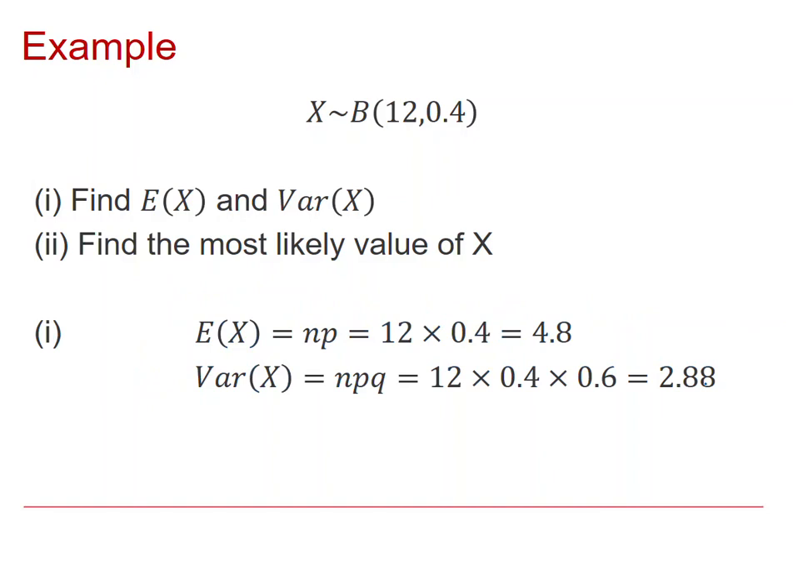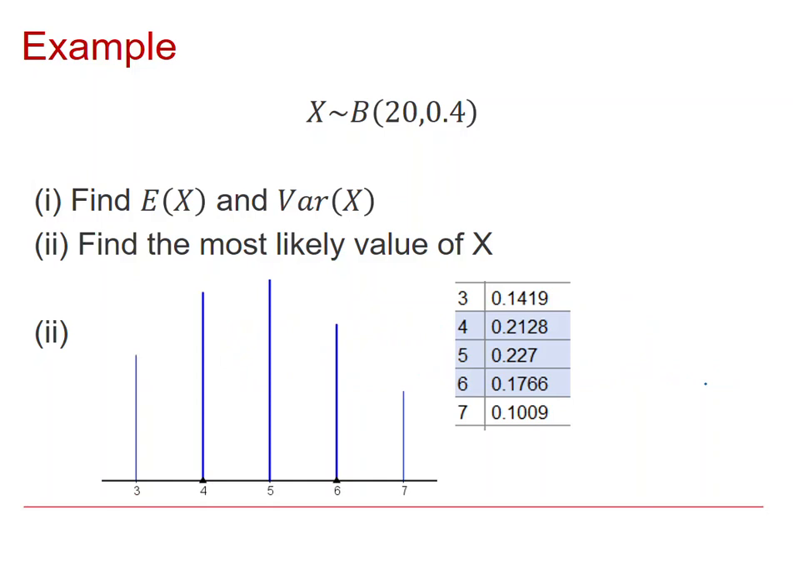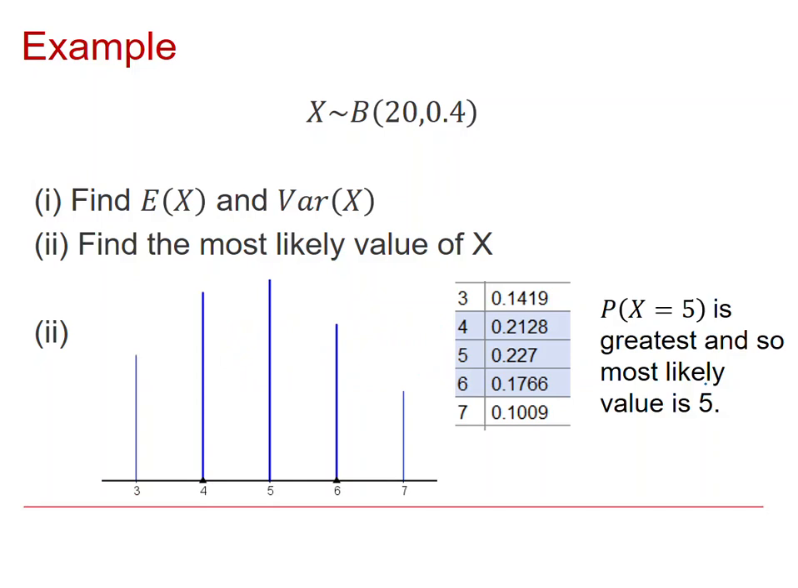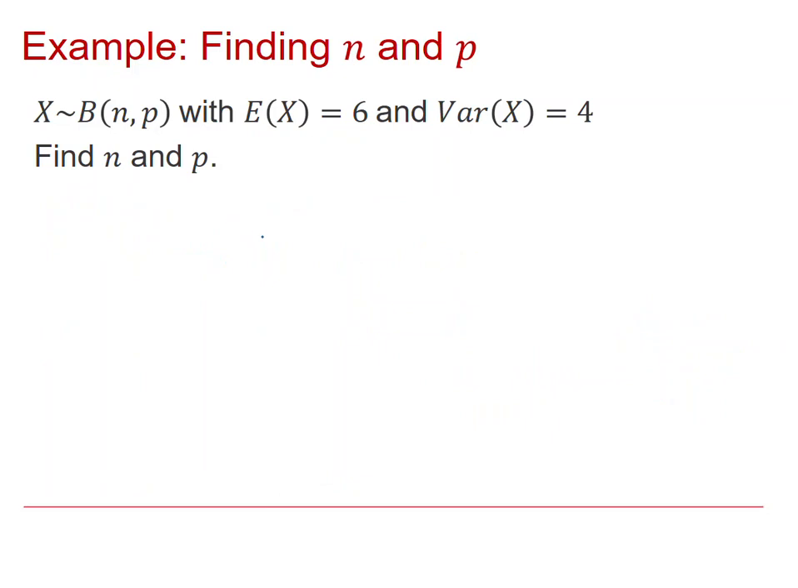The second thing we're asked to do is to find the most likely value of x. Looking at the possible values close to the mean, it is clear that 5 is the most likely. I've used a probability calculator to find these values, and you will need to know how to get these values from your calculator. Here is an example of using the formulae in reverse.